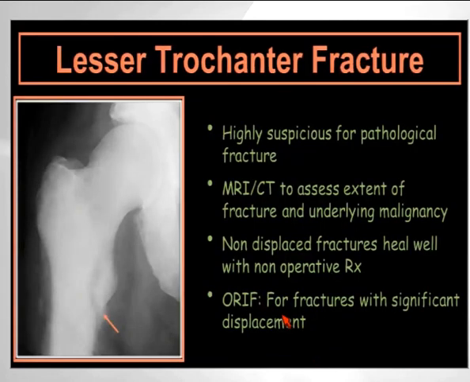Lesser trochanteric fracture: every time you see one, raise the concern for pathological involvement. This is a patient with diffuse sclerotic metastatic disease because of prostate cancer, and there is an avulsion fracture of the lesser trochanter.